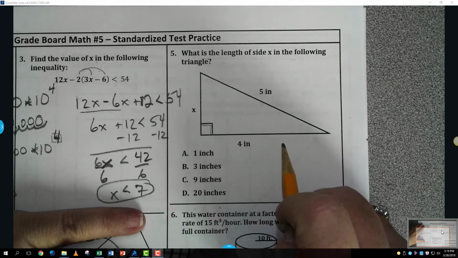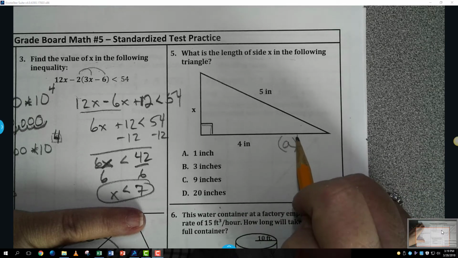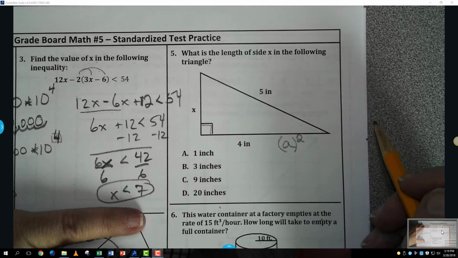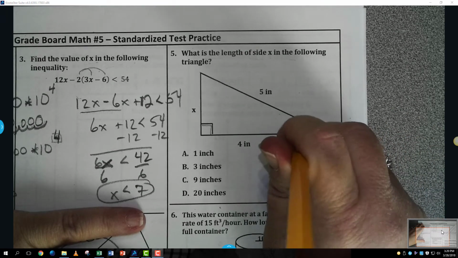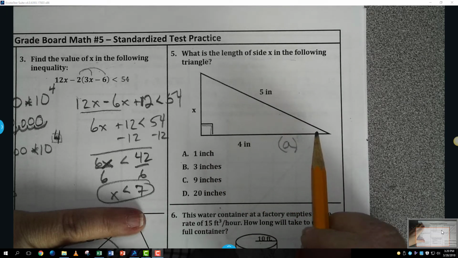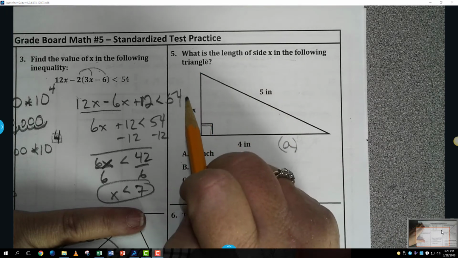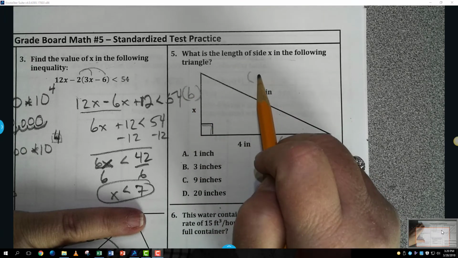length of this side, for now I'll call it A. No, I don't want to square right here, that would be confusing. So I'm going to call this the length of A, I'm going to call this the length of B, and I'll call this length C.